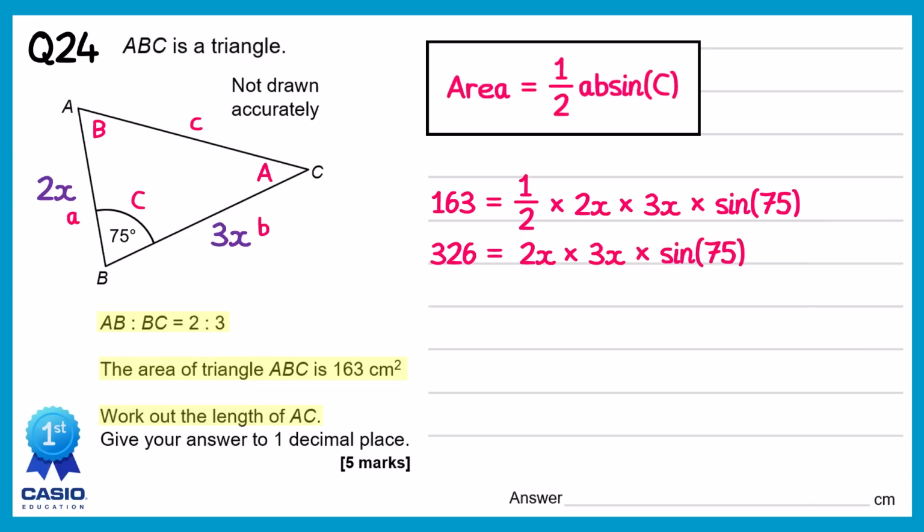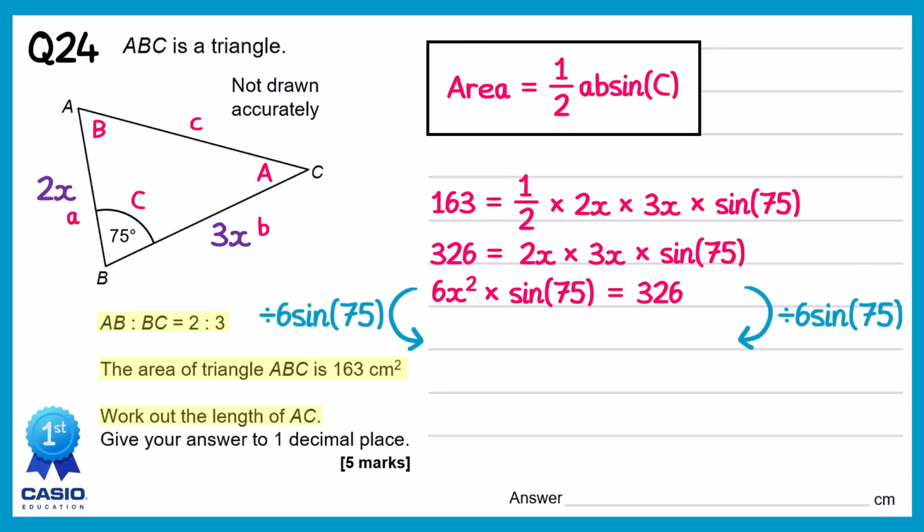Now on the right-hand side, let's multiply 2x and 3x together. So we have 326 equals 2x times 3x is 6x squared times sine 75. Let's rewrite this equation the other way around, so 6x squared times sine 75 equals 326. And then we can divide both sides by 6 sine 75. On the left-hand side, that will cancel the 6 sine 75, so we just have x squared. And on the right-hand side, you'll need your calculator to do 326 divided by 6 sine 75, which will give you this number here.